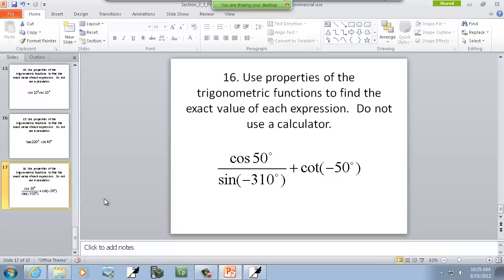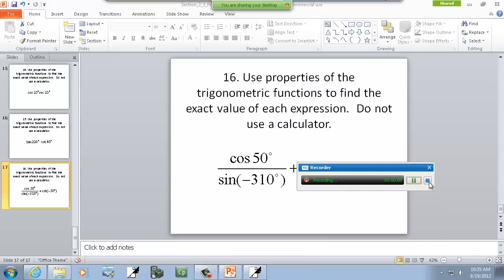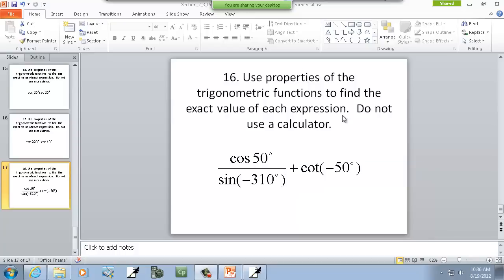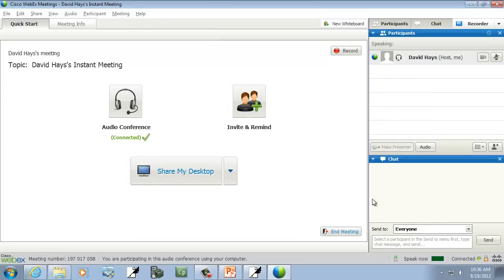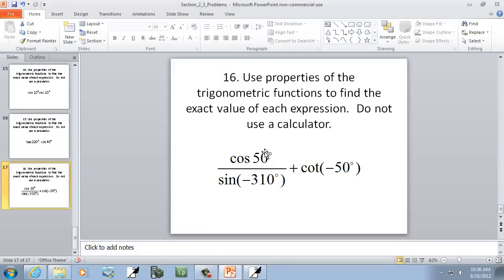Yep, last one. So let me find my recorder and stop it. And then stop the other recorder. So F10.